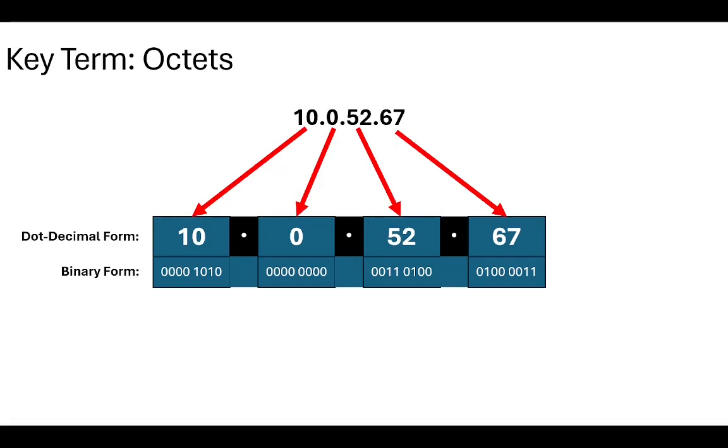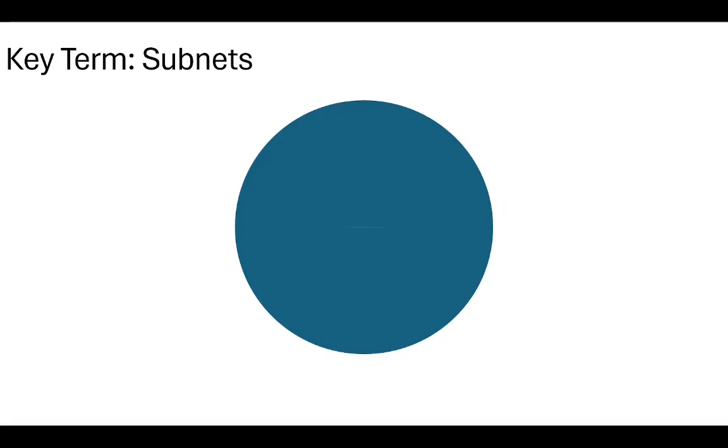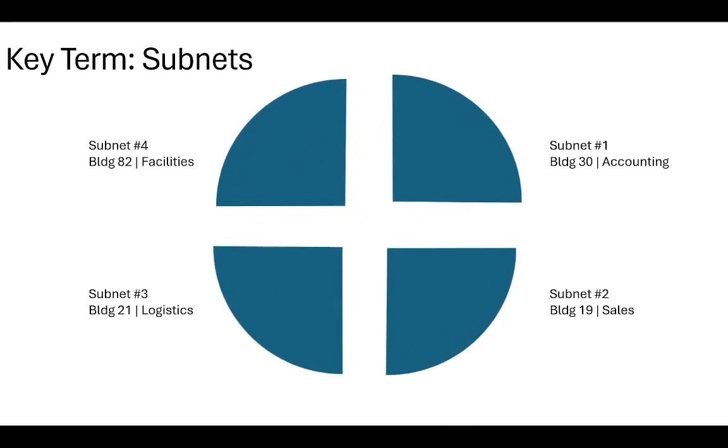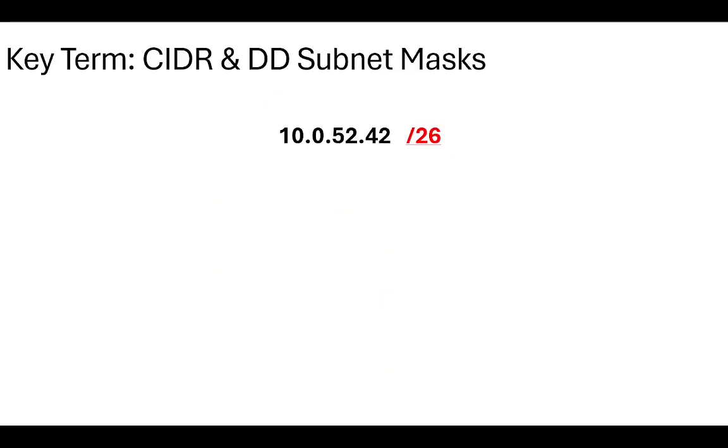We also have our dotted decimal form and our binary form. We're going to be dealing with the binary form mostly for this. Then next up is a subnet. A subnet is just an octet which has been divided into multiple different networks. And typically in a business, these subnets are given to either individual buildings or individual departments for security reasons and management. And then next up is CIDR, which is a /26 here.